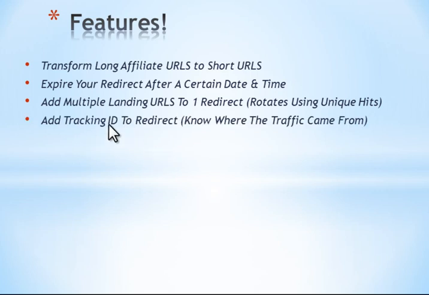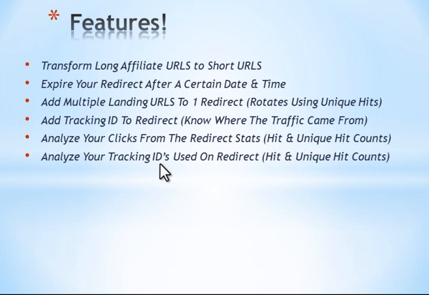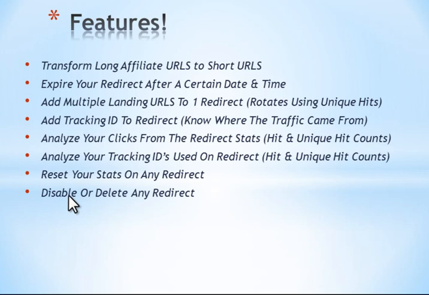You can add tracking IDs. This is powerful stuff. You can put a link on your blog. Say it's dog training, so blog-dog would be your tracking ID. It'll collect stats on hits and unique hits from that link, and you know where it came from because of the tracking ID, and you can reset those stats at any given time. So you can analyze your clicks from the redirect stats, hits and unique hits. You can analyze your tracking IDs as well. You can reset those stats at any given time. You can disable or delete any redirect at any given time.